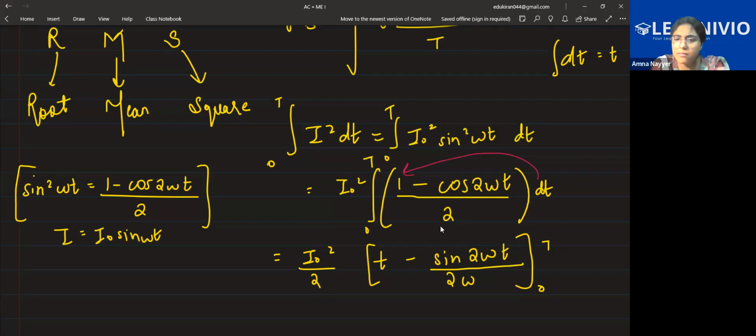I naught square by 2 is not needed for our integration. We have 1 minus cos 2 omega t to integrate. Now dt is multiplied here and dt is multiplied here, both the things. That's how we integrate. How do we integrate? x square dx, this is how we write. t to the power 3 dt, this is how we write.